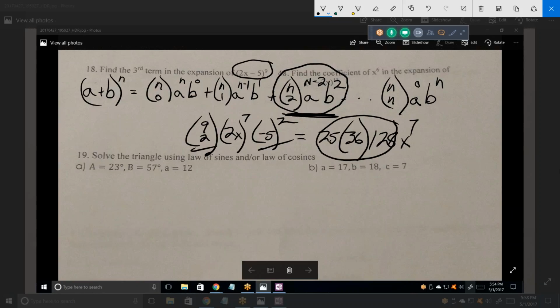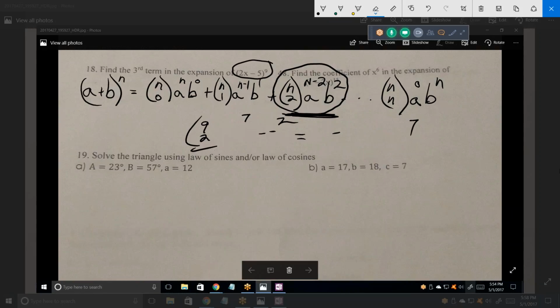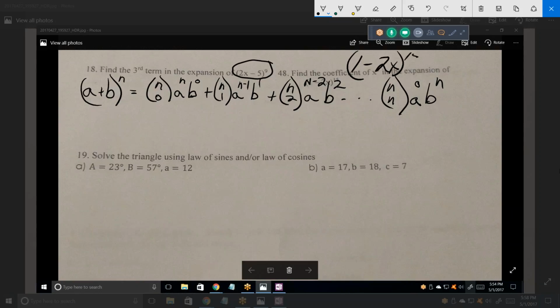Now, the next one, rather than have me erase everything, can you tell me what the next one says, if you're looking at it? Find the coefficient of x to the 6th in the expansion of (1 minus 2x) to the 15th. (1 minus 2x) to the 15th? Yeah. That's what it is?